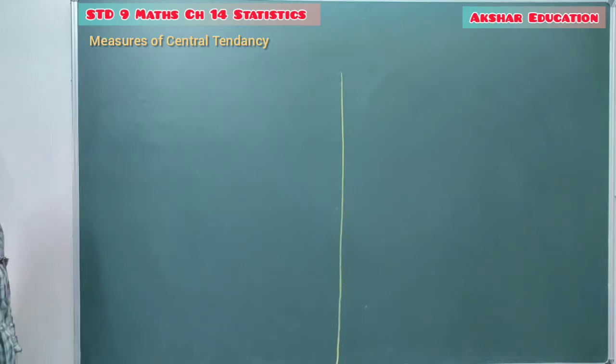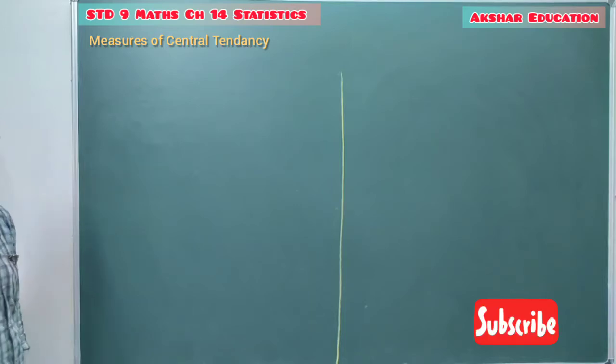So in standard 9 we have to discuss three important measures of central tendency, that is mean, median and mode.